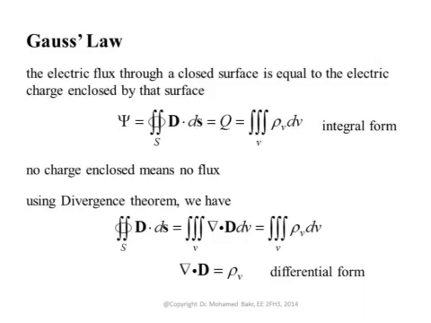It was formulated by the German scientist Gauss in 1835. So he was able to relate the electric flux flowing out of a closed surface to the charge enclosed in the volume surrounded by that surface. So what is the statement of this law? It simply says the electric flux through a closed surface is equal to the electric charge enclosed by that surface.